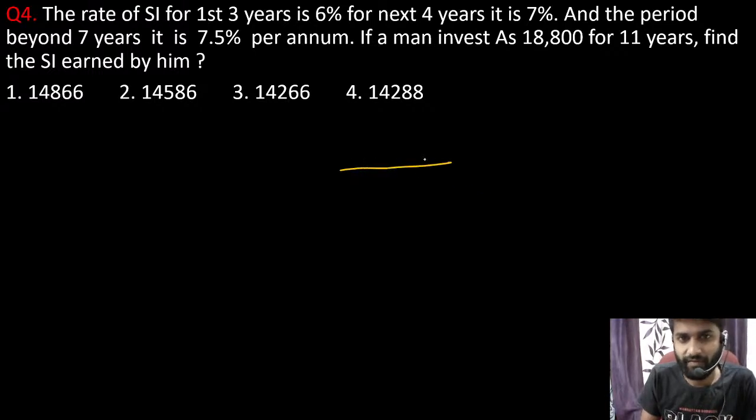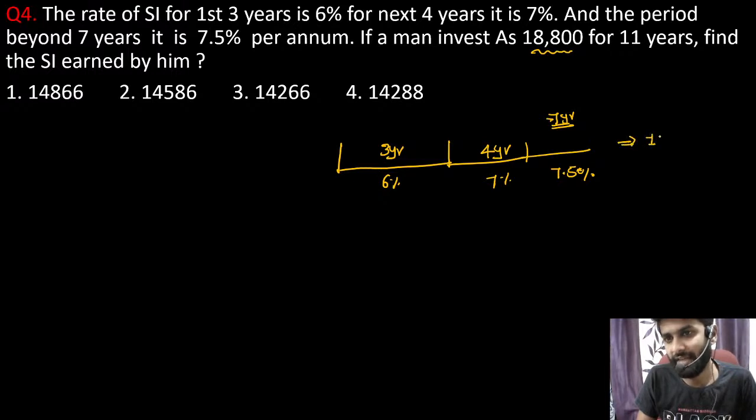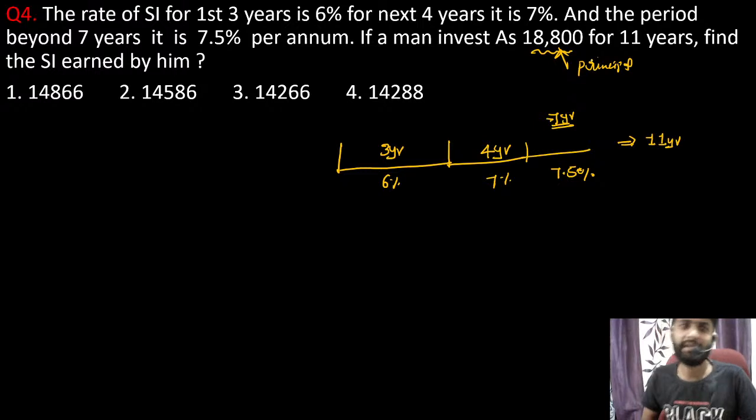For the first 3 years, 6% per annum. For the next 4 years, 7% per annum. For the period beyond 7 years, the rate of interest is 7.5%. Now, a man invested 18,800 rupees for 11 years. So this is the principal amount. Now, find the simple interest earned by him.